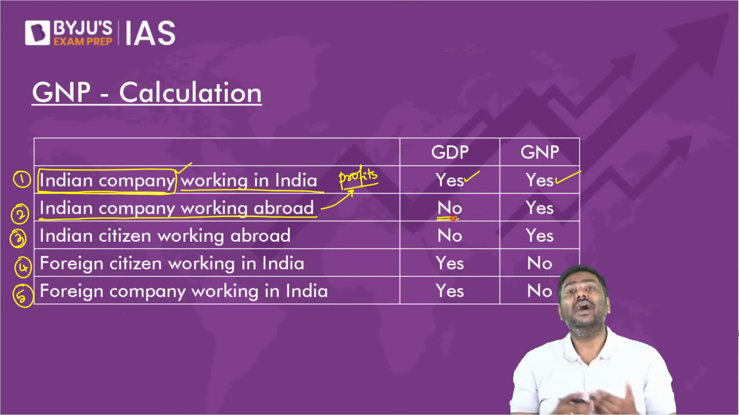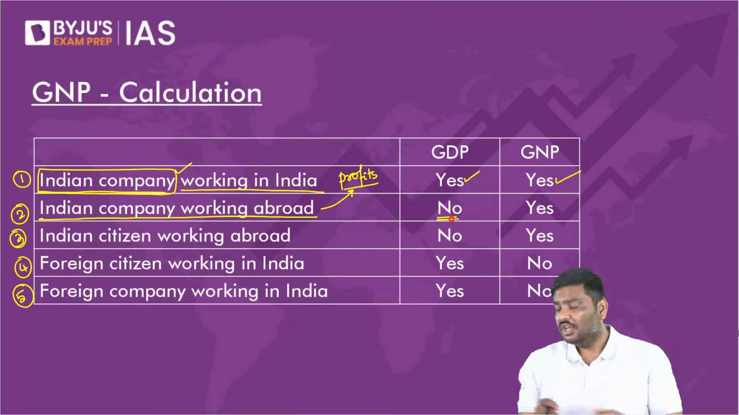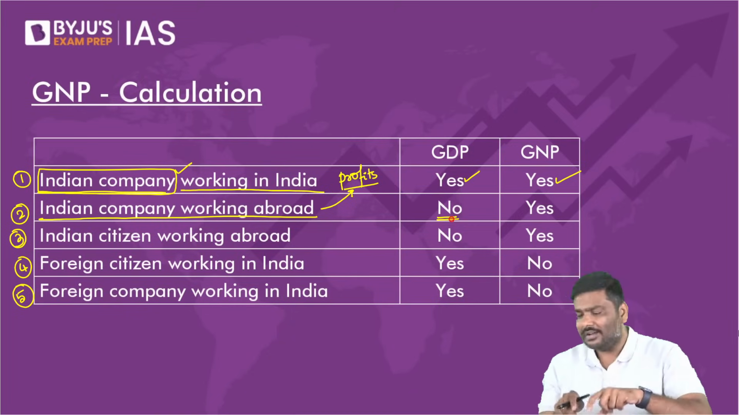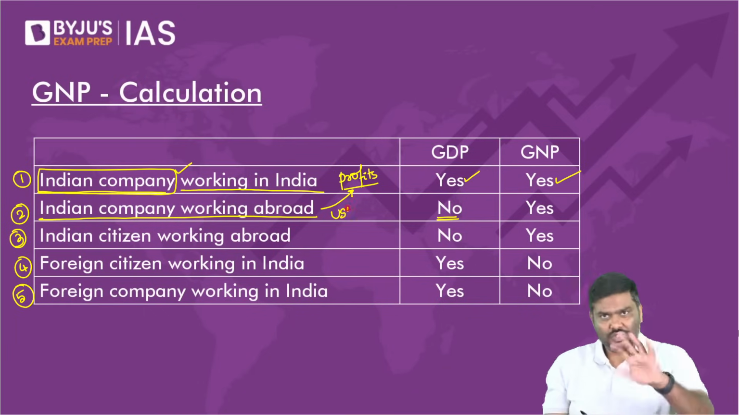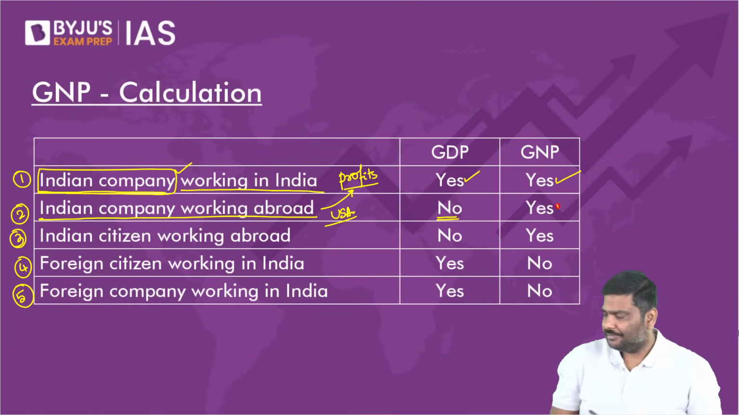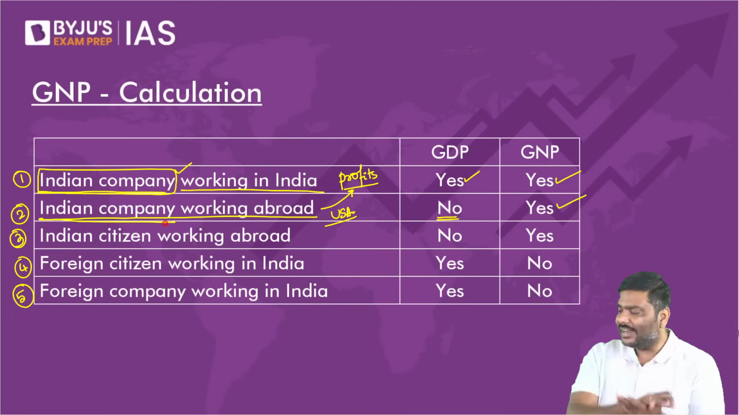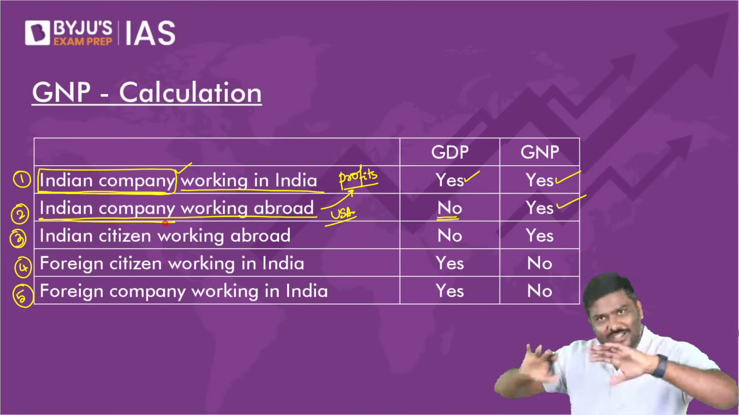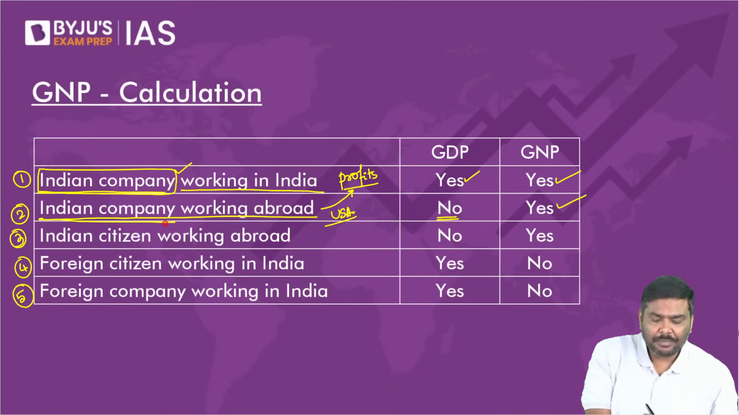No. Why? My dear, you are not following the basics then. GDP means what? It should be produced in India. But it is being produced in USA. So GDP? No. What about GNP? It is an Indian company. So whether they are earning profit in India, USA, UK or China does not matter. In GNP, yes.